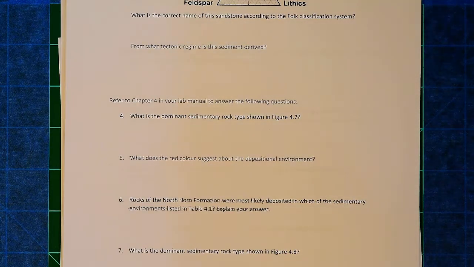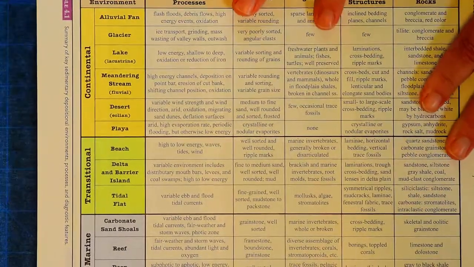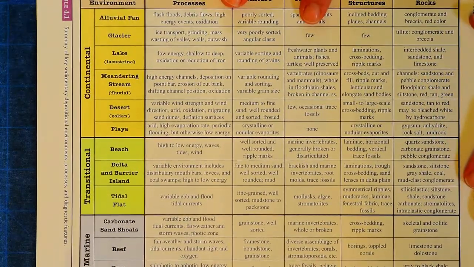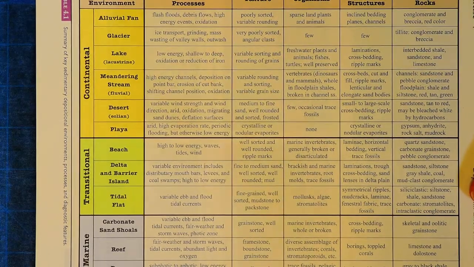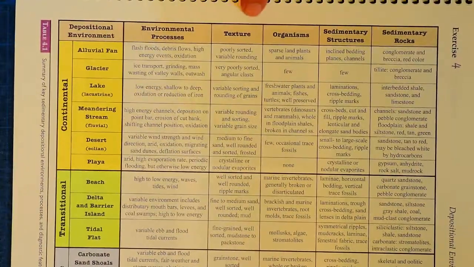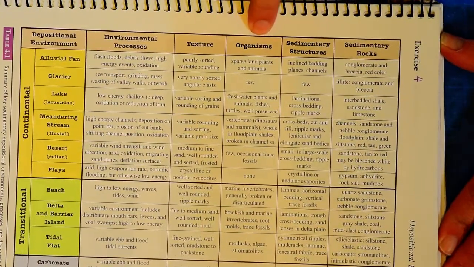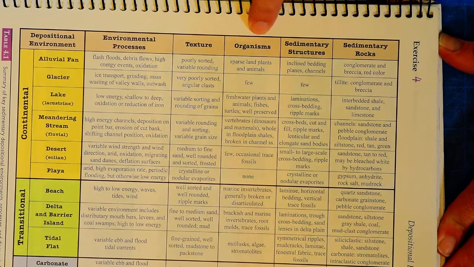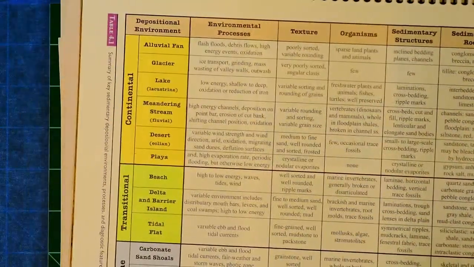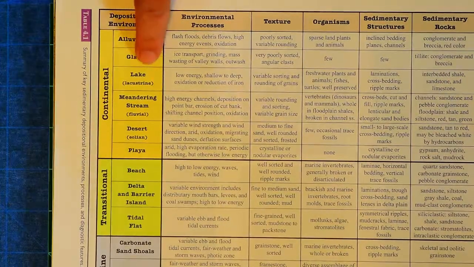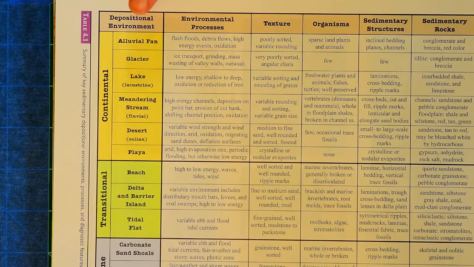And you are going to look at this table in your lab manual. It's table 4.1 on page 43. And so you can then read things like the texture and maybe what organisms were in there, right? What fossils you have, what sedimentary structures, what rock types. And from that, you have to figure out what type of depositional environment it was.